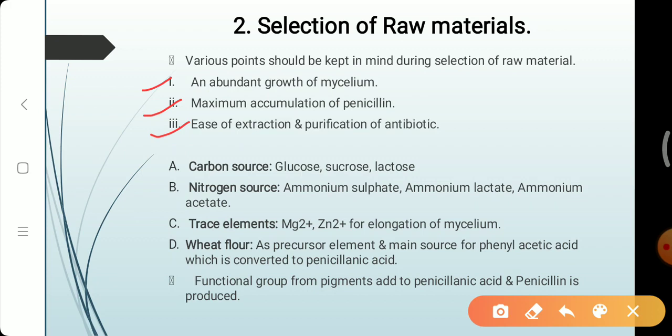As we know, fungi do not grow readily on natural medium, so it requires a synthetic or artificial medium, such as a carbon source containing glucose, sucrose, lactose, a nitrogen source such as ammonium acetate, ammonium lactate, ammonium sulfate, and trace elements such as Mg2+, Zn2+, which are required for the elongation of mycelia. Wheat flour is one of the main precursor elements, which is the main source of phenylacetic acid, which converts to the penicillinic acid. A functional group from the pigment adds to the penicillinic acid, and penicillin is produced.